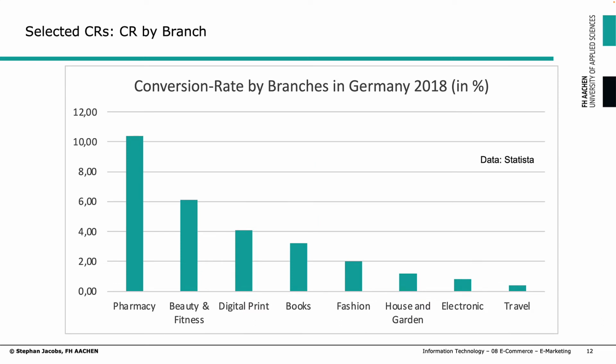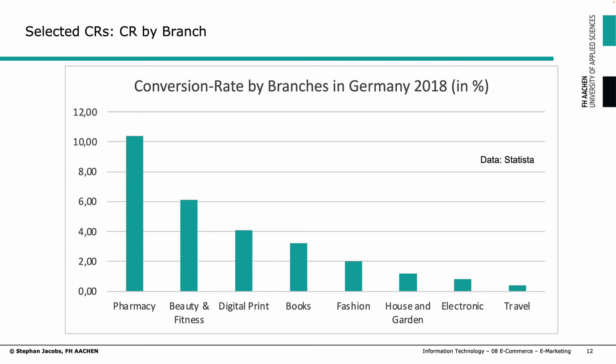Let's have a look at conversion rates. Here you can see a statistic by branch in Germany. On the left-hand side it's pharmacy, and probably here the figures are higher than 10%. An explanation could be that people know what kind of medicine they are looking for, and if they enter a pharmacy like Doc Morris, they directly go and order.